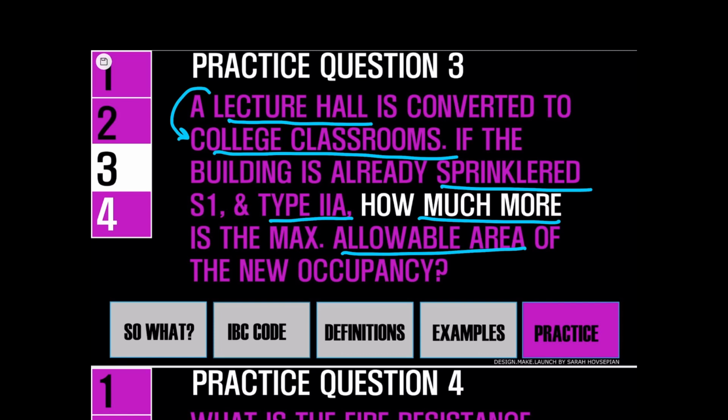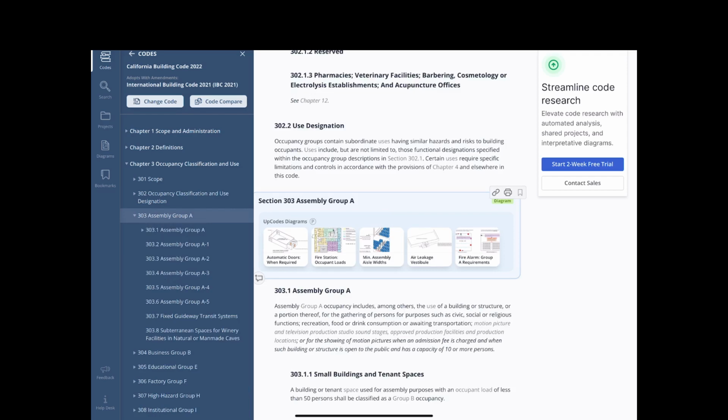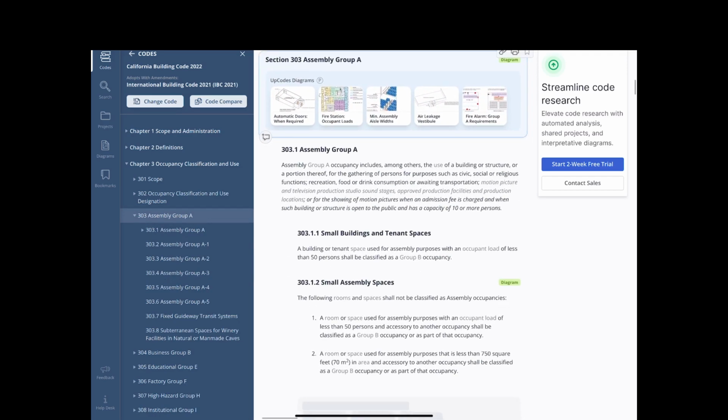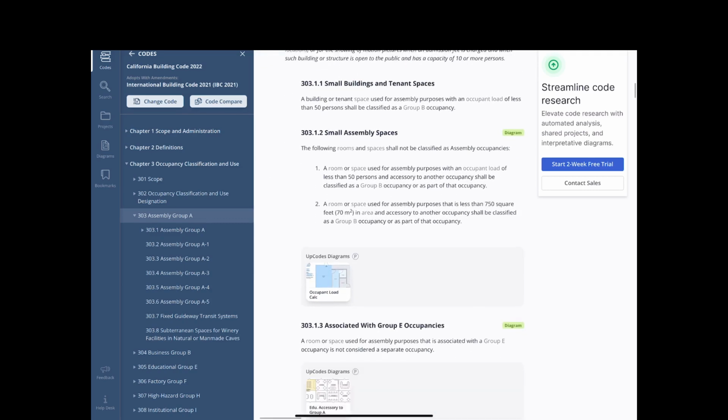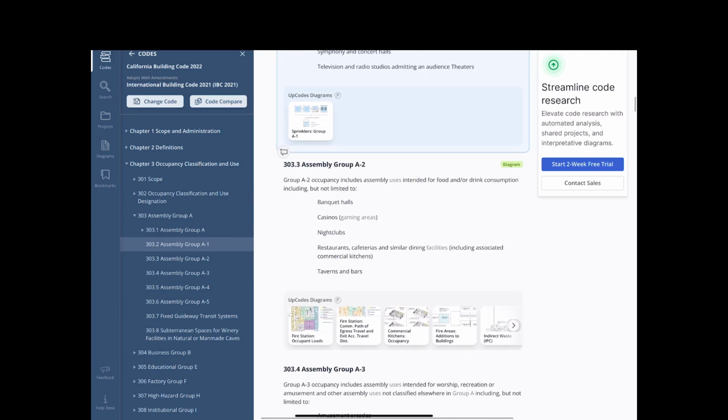Let's go and find lecture hall in the code. Based on what I know from watching part 1 and part 2 of this video, if you haven't already, I would definitely recommend that you do. We've identified that lecture halls potentially fall under the assembly group occupancy because it takes a large amount of people and puts them into a relatively small space, and a lecture hall seems to fit that definition. So here in UpCodes, I'm going to click on Assembly Group A, and let's read what it says. Let's start with A1 and see if we can find a lecture hall listed in this group here.